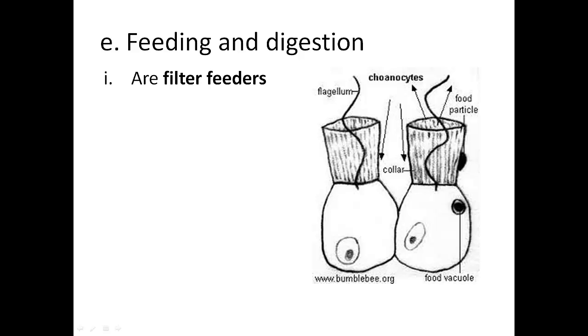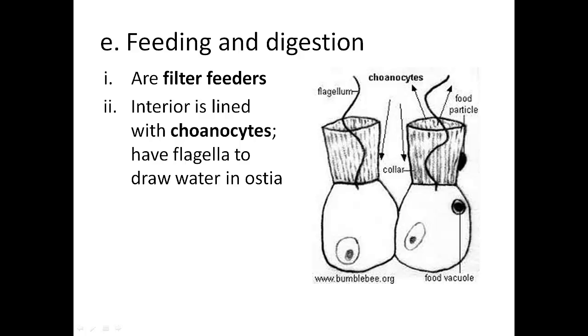How they feed. They're filter feeders, so water gets sucked in and then they filter out what they want and then kick the rest out. The interior is lined with what are called choanocytes or collar cells, and that's what you see to the right here. These are 2 separate choanocytes. They have a little flagellum in them, so this is a special cell that the flagellum flaps and it brings water in the pores, the ostia. And then this allows the food to make it into the rest of the sponge, so then it can do with it what it needs to.